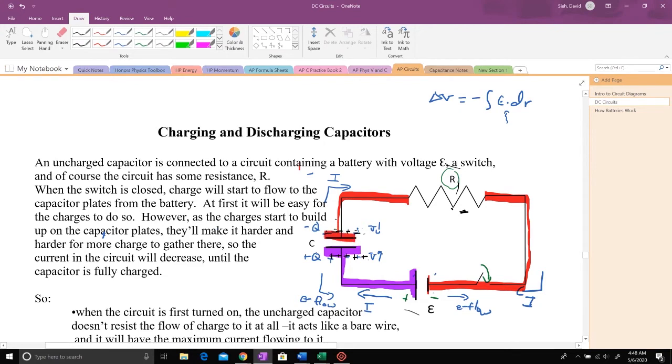So in this case, it looks like the delta V across the capacitor is the delta V between red and purple. That's the same as the delta V of the battery between red and purple, right? So this EMF is the same as the voltage for the capacitor at the end.